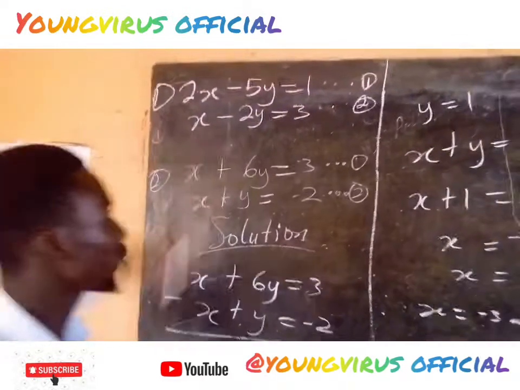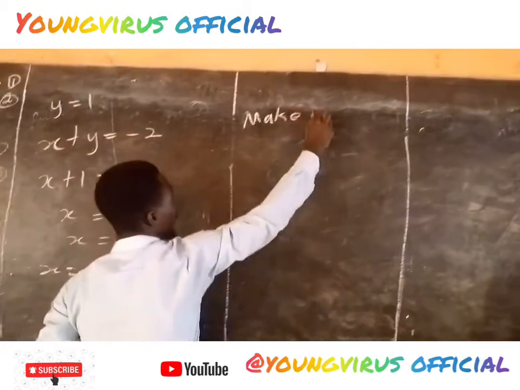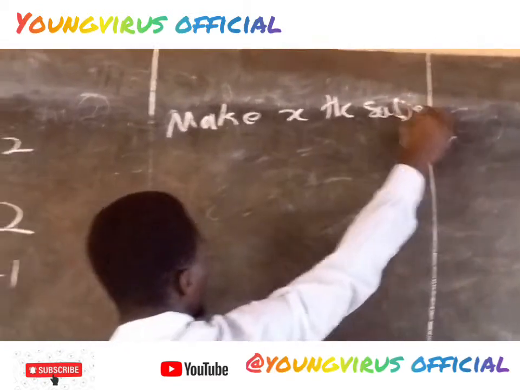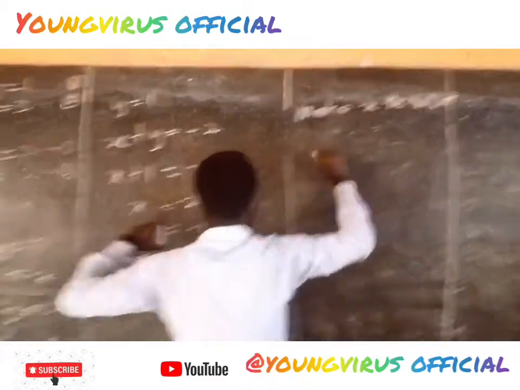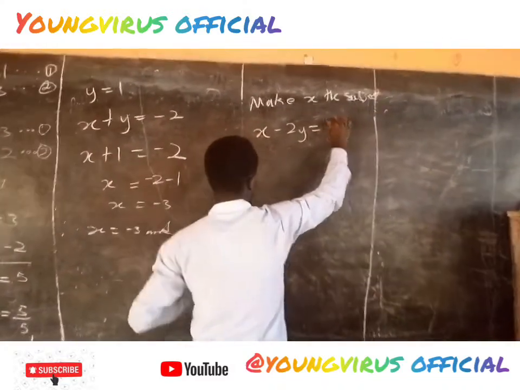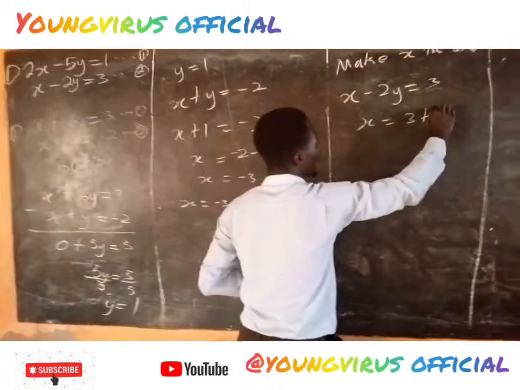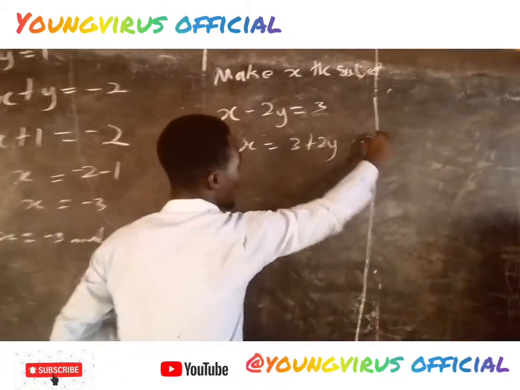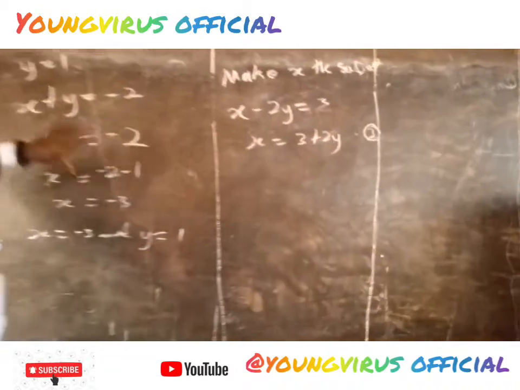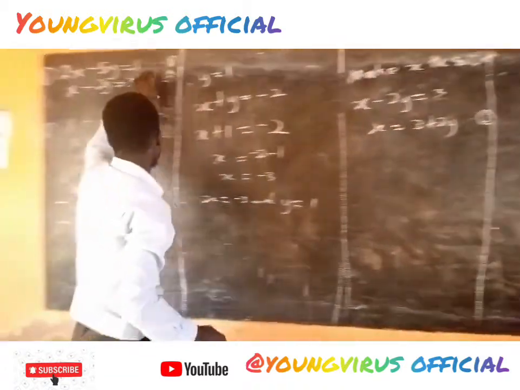In that case, solving this, we're going to make x the subject in equation 2, right? So making x the subject, x minus 2y is equal to 3. Making x the subject, x is equal to 3 plus 2y. This gives us equation 3. Now to solve the question, we have to fix this equation 3 back into any of these two equations.